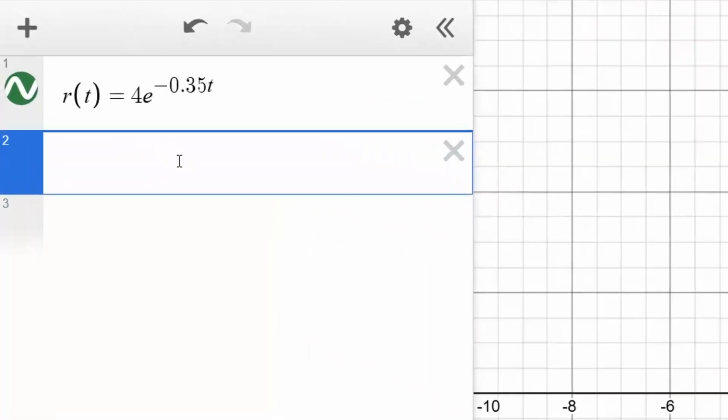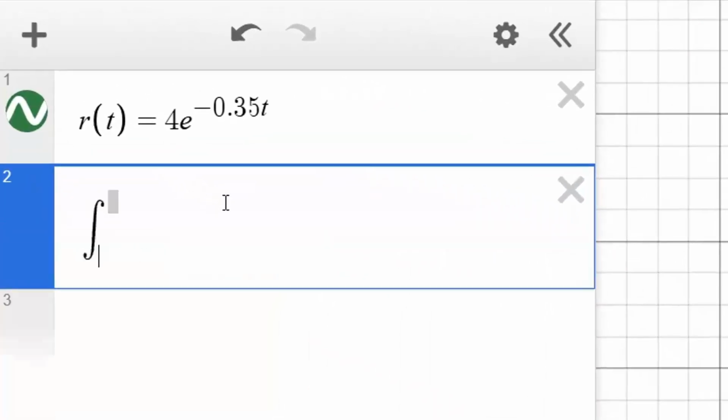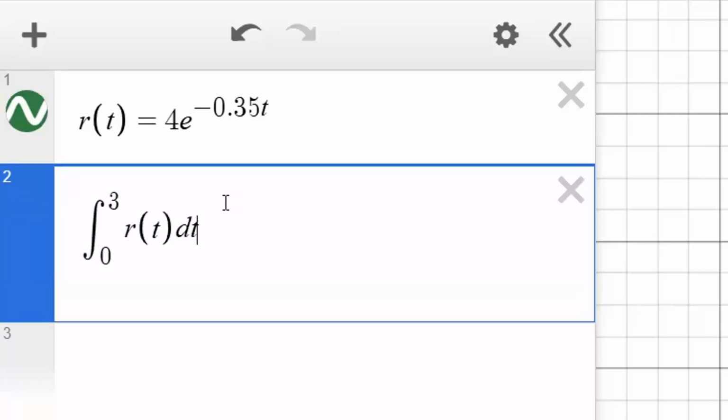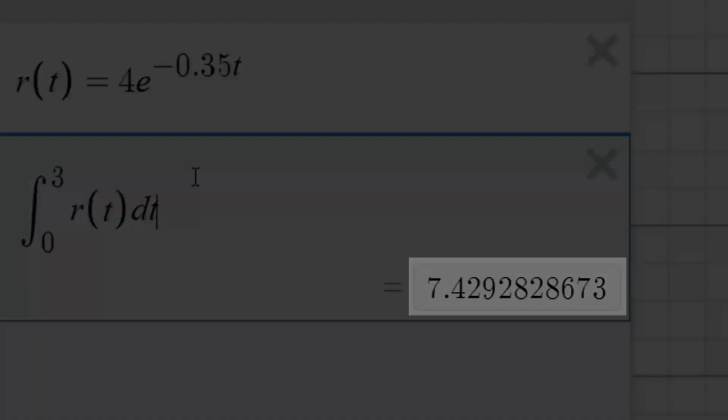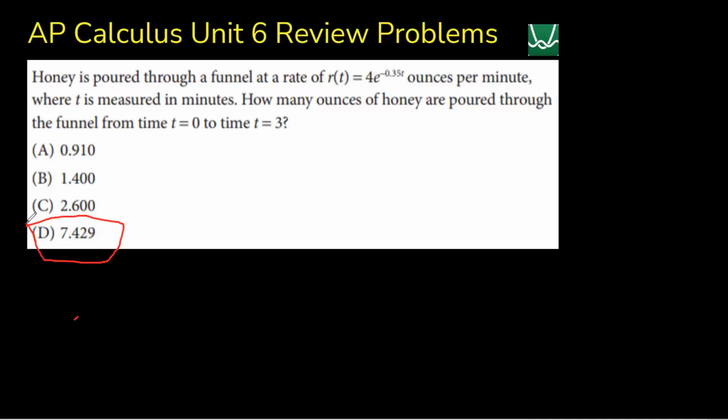So I have the rate function in Desmos. Again, just type int, and we'll go from 0 to 3, R of t dt, and you get 7.429. And that corresponds with choice D here.